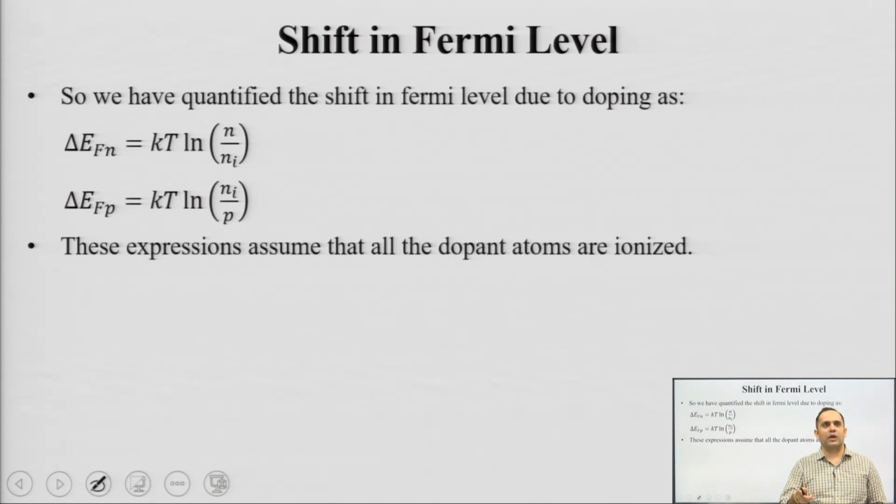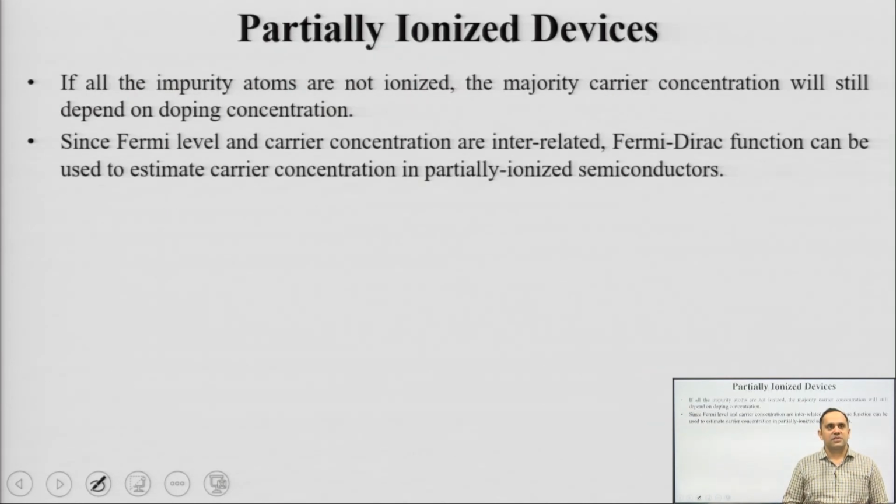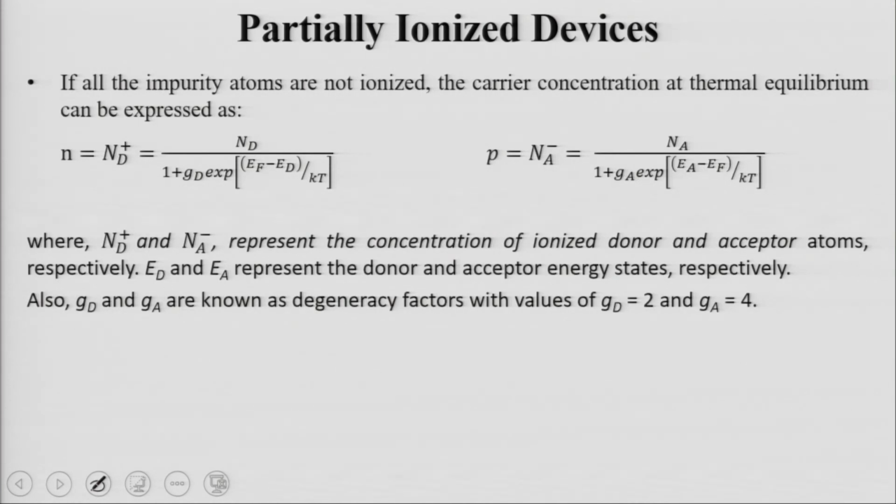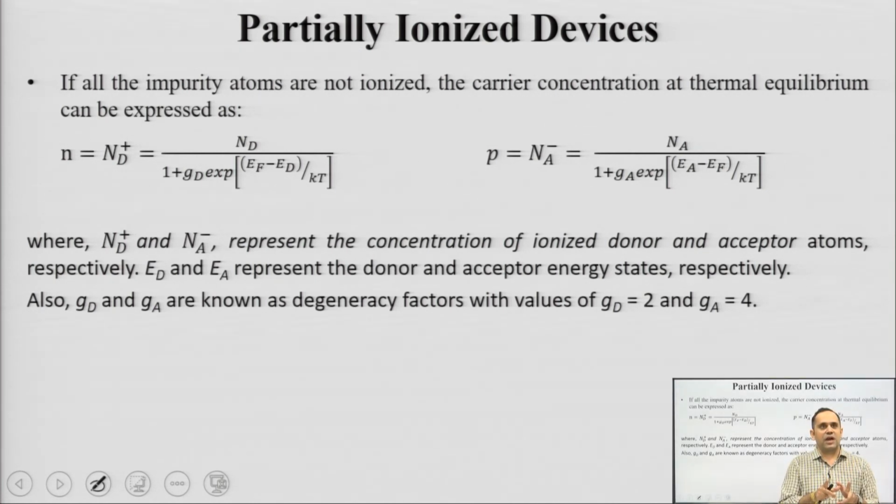This basically assumes that all your dopant atoms, whether donor or acceptor, are fully ionized, 100% of them are ionized. Just in case they are not fully ionized. Okay. So, if they are partially ionized, the majority carrier concentration will still depend upon doping concentration. Okay. Fermi level and carrier concentration are interrelated, we have already seen that. So, Fermi Dirac function again can be used to estimate carrier concentration in partially ionized semiconductor. In that case, if your donor atoms are not fully ionized, all of them have not donated electrons, if your acceptor atoms have not fully accepted all the electrons. Okay.